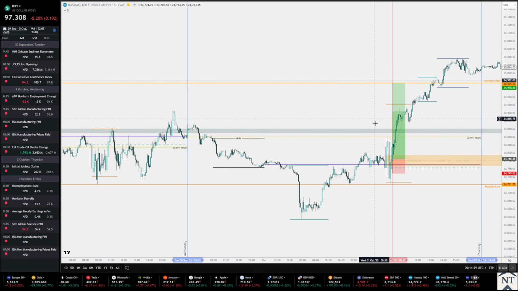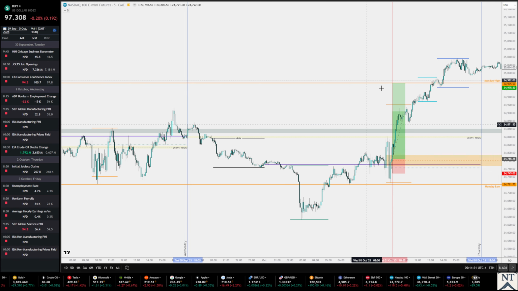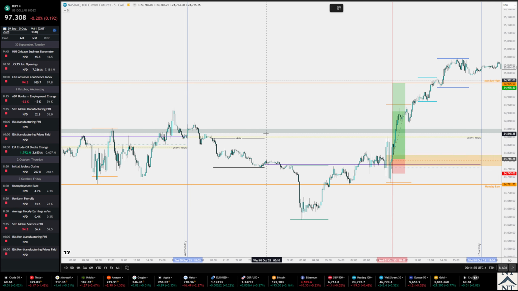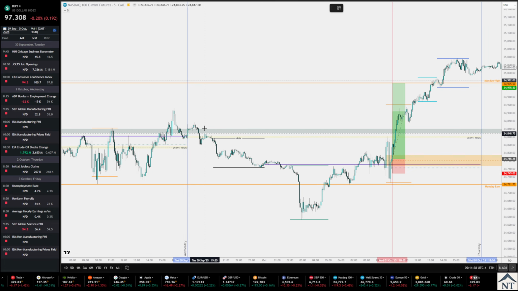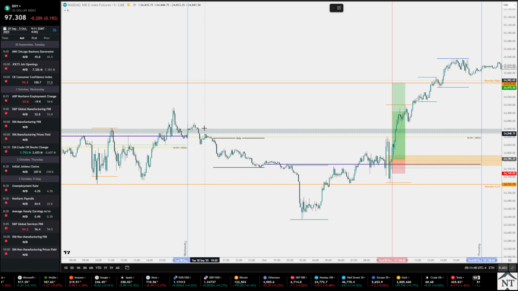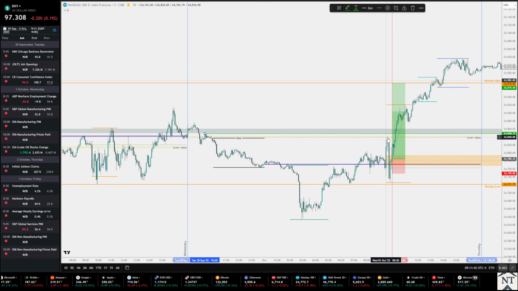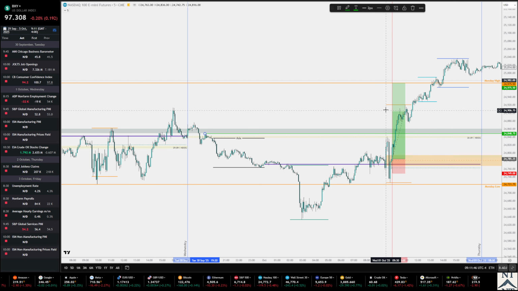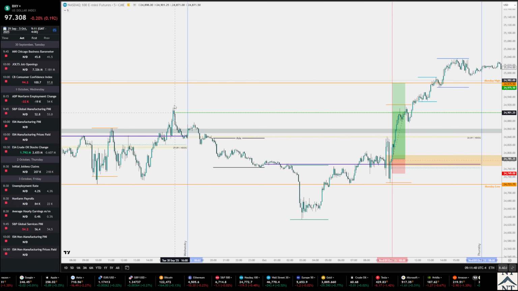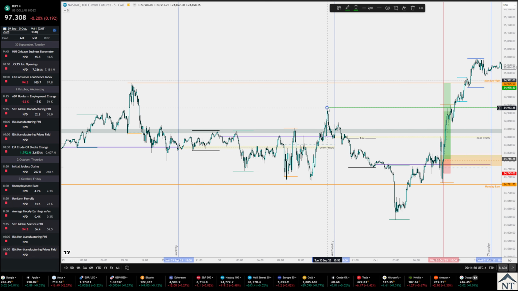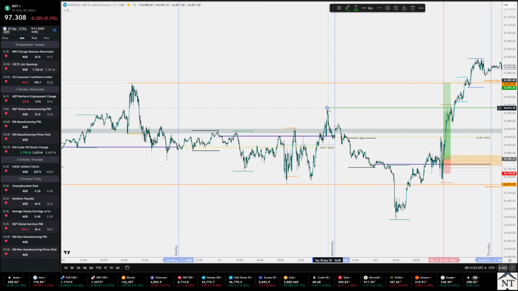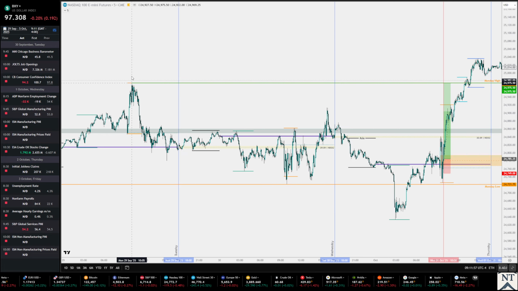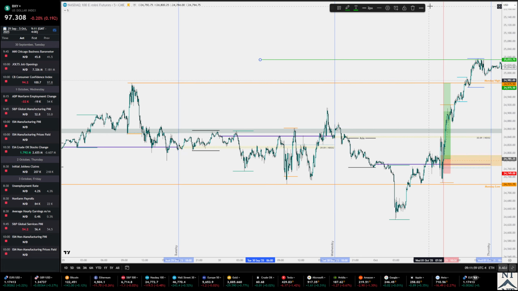What are our targets? The first target is the first place where I took something out. It was this high, because of course this high is a first target. Then this, that was previous day high, okay, and of course finally targeting this one.